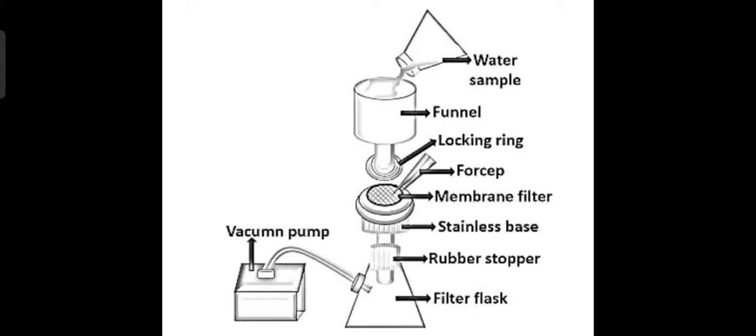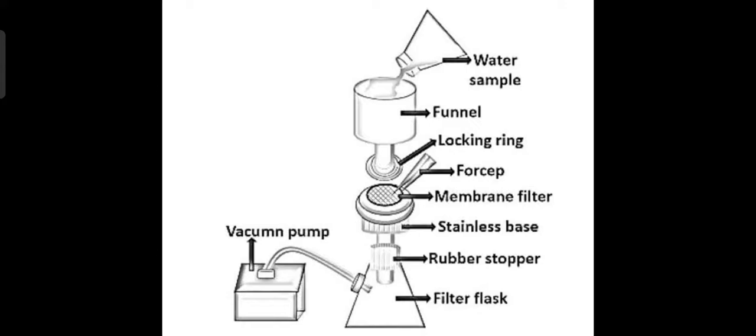In the picture you can see the membrane filter apparatus. The sample to be sterilized is poured inside the funnel. Under that you have the locking ring and membrane filter. There is a forceps to handle the filter. Under that are the stainless base, rubber stopper and filter flask. A vacuum pump is connected to the filter flask.